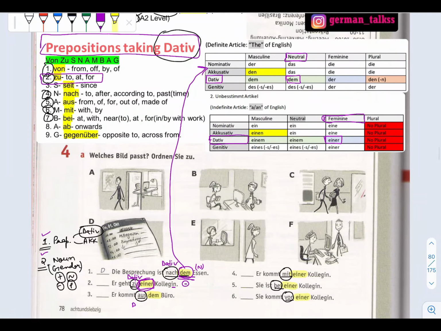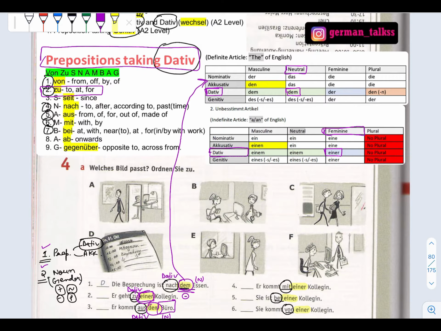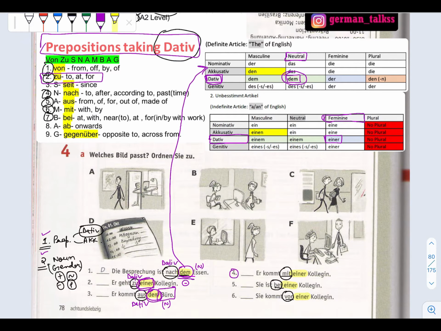Aus. Dative. Büro. What is the gender for Büro? Neutral. Dative of neutral and bestimmt article. See, dative of neutral. So, "dem". That's why here "dem". Vier. Kommt mit einer Kollegin. Again, "in". Feminine. Dative. Feminine. Unbestimmt. Dative. Feminine. Einer. That's why here it is "einer".